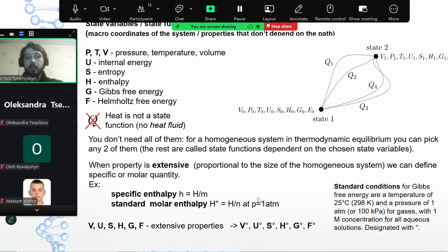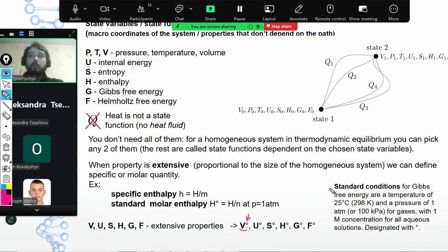You may sometimes notice these sort of circles. What it means is that this parameter was measured under standard conditions. Standard conditions go not only for Gibbs free energy but for all of them. It's basically a temperature of 25 degrees C or 298 Kelvin, a pressure of 1 atmosphere, which is something around 100 kilopascal, and 1 molar concentration of all aqueous solutions. So that's what we have.